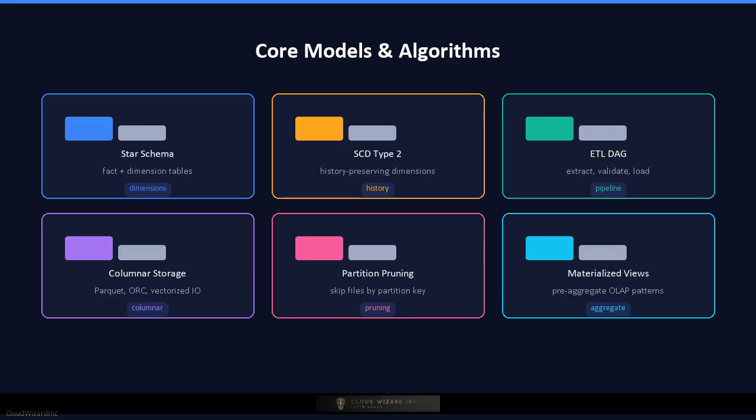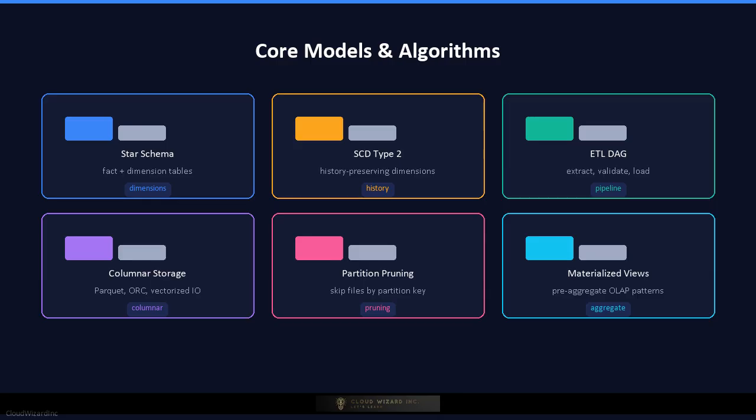The core models and algorithms. The star schema is the foundational data model. A central fact table records measurable events like sales or clicks, with foreign keys into dimension tables that describe who, what, when, and where. Slowly changing dimensions handle dimension updates. Type 1 overwrites. Type 2 adds a new row with effective dates to preserve history.